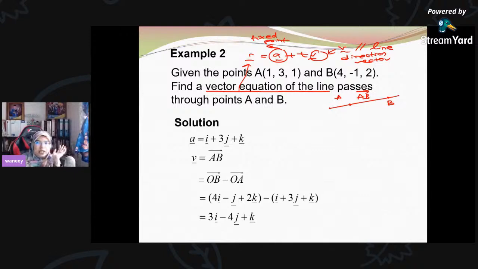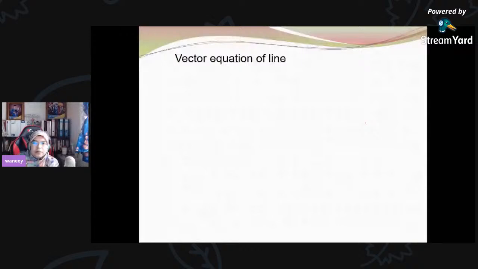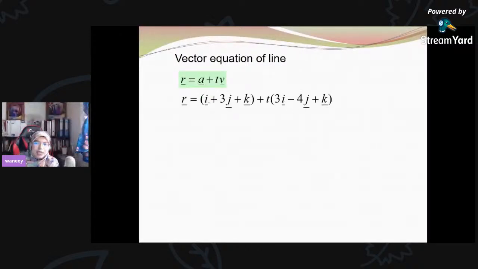So based on the vector equation of the line, we already have a fixed point. For this one, I'm choosing point A as my fixed point. You can choose B, that doesn't really matter. Any fixed point will do. So my A is i plus 3j plus k, and the vector is 3i minus 4j plus k. Now I'm going to substitute into r equals a plus dV. So r equals i plus 3j plus k plus d times 3i minus 4j plus k. That is the vector equation of the line.